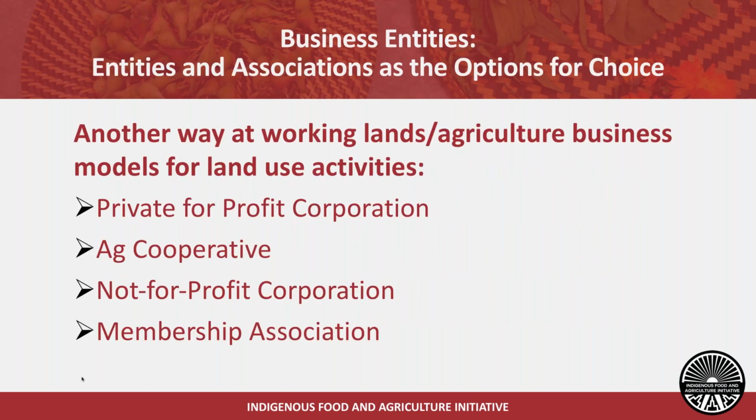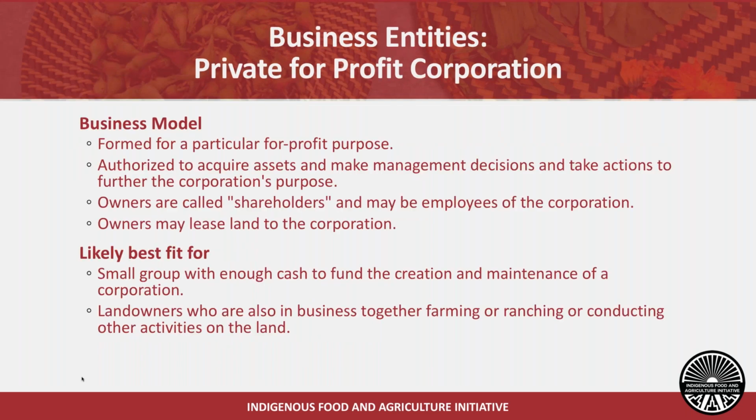Another way to look at these are some key items to focus on. We have the private for-profit corporation, which is a subset of the corporation that we kind of covered overall. Agricultural cooperatives, nonprofit corporations, and membership associations are some other things I'll discuss here. The first is the private for-profit corporation. As with any corporation, the business model kind of follows a for-profit purpose.